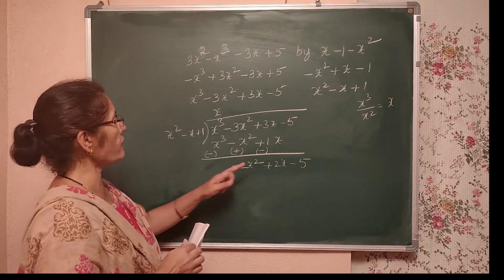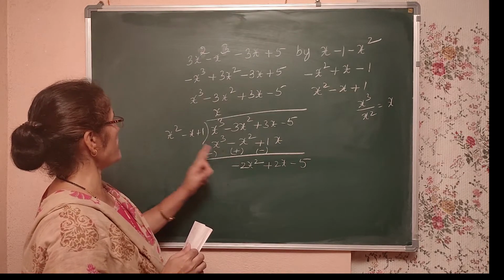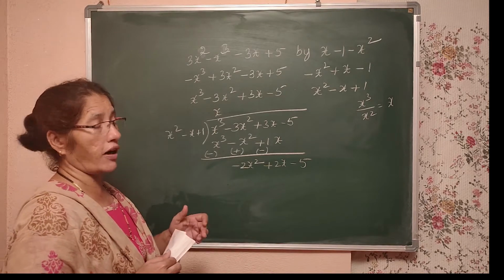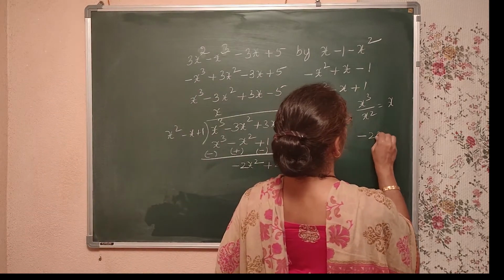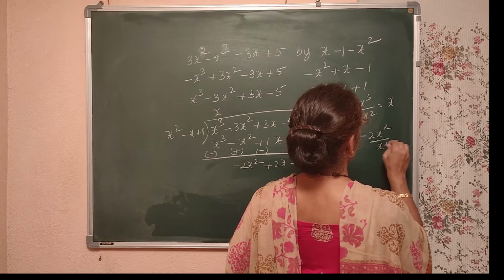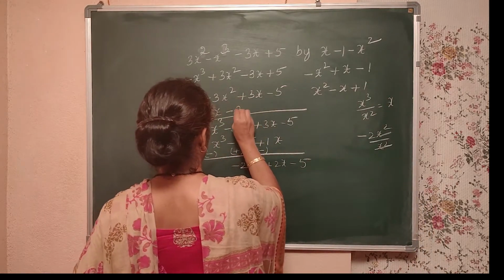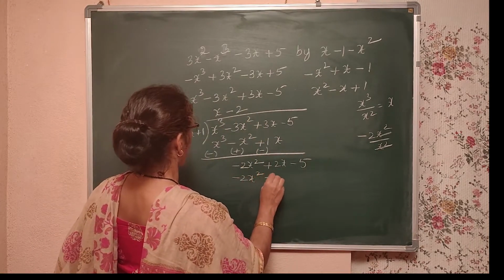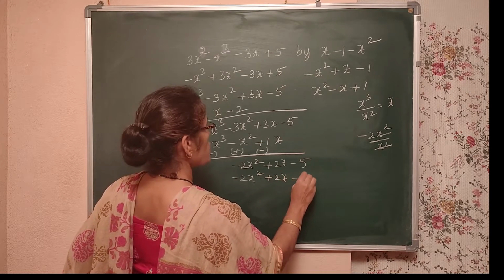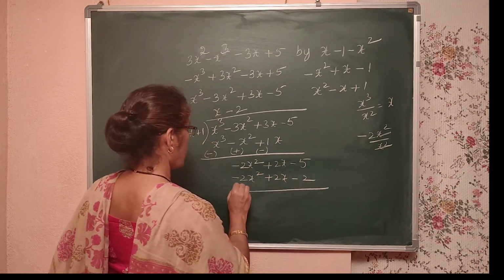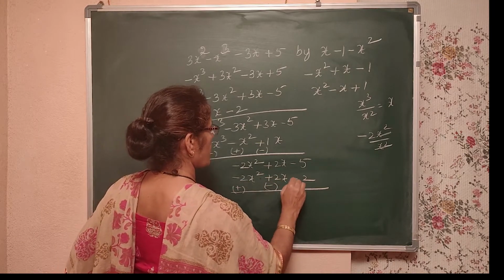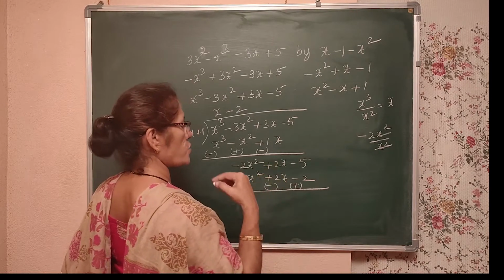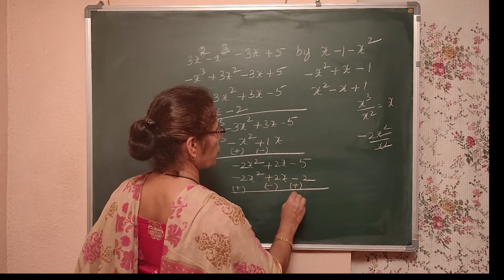Now you see the first term of this and first term of this. Here minus 2x square is there, here x square is there. The powers are same. That means we can still divide. So minus 2x square divided by x square. What is remaining? Minus 2. So minus 2 into x square minus x plus 1: minus 2x square plus 2x minus 2. Change the sign. Plus, minus, plus. Minus 2x square plus 2x square 0. Plus 2x minus 2x 0. Minus 5 plus 2 is minus 3.